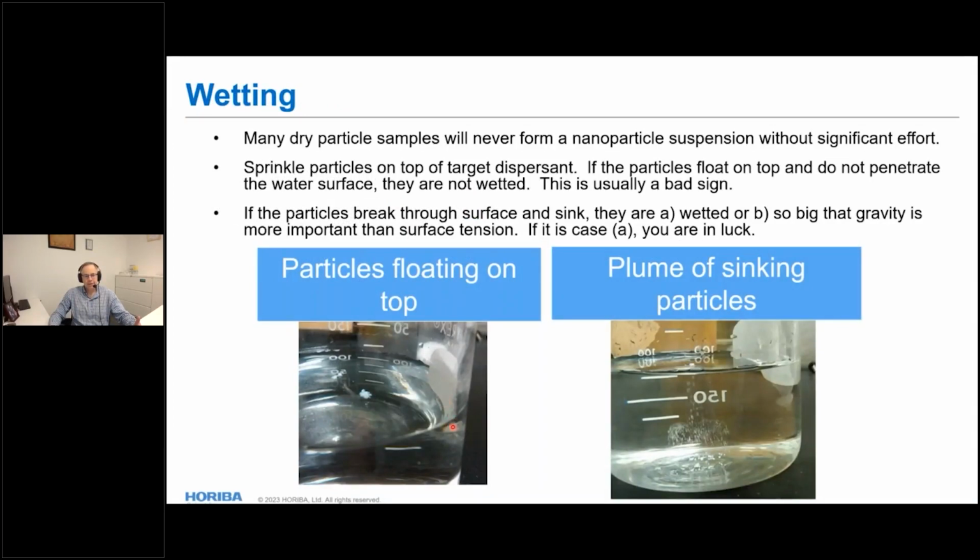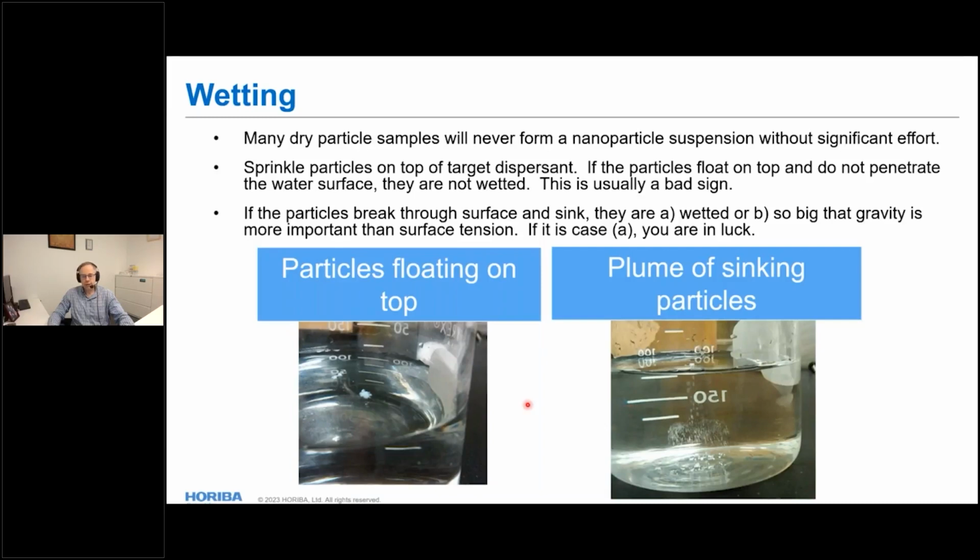And here I have 2 liquids, and left was water. I think the right was sodium dodecyl sulfate. And I put a drop of particles on the top. And these are very, very small particles, and they won't break through the surface tension. And so the particles are small enough and the density is low enough that gravity isn't that important, but surface tension is important. We're not breaking through the surface tension. That tells me that we're not wetting the particles. I do the same thing into the surfactant solution, and you can see the particles fall through as a plume.